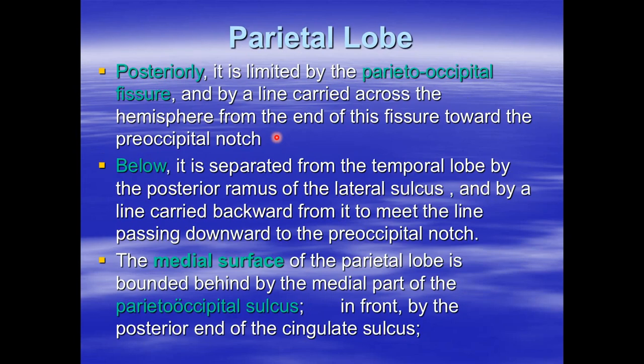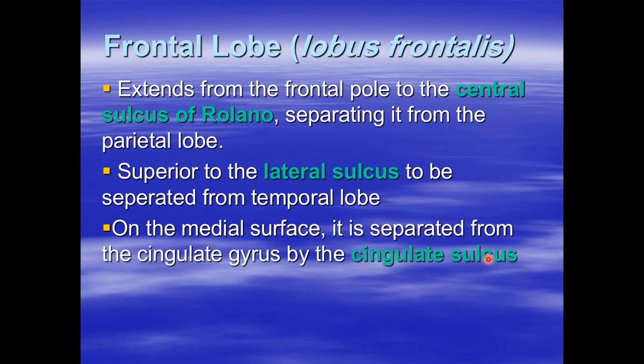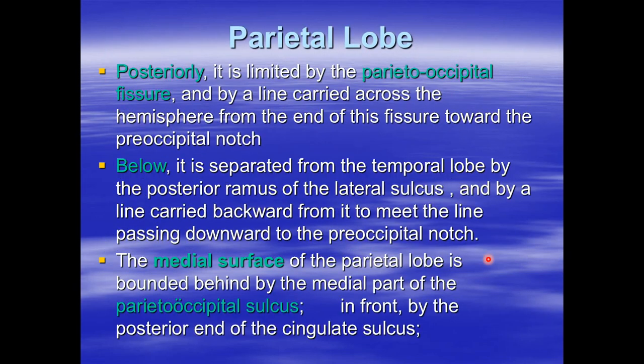What I mean is that this parietal lobe is separated from the occipital lobe posteriorly by the parieto-occipital fissure or sulcus here, and inferiorly by the lateral sulcus, and it's separated from the temporal lobe by a line drawn along the parieto-occipital sulcus inferiorly, so as to separate them from each other. Okay, the medial surface of the parietal lobe is bounded behind by the medial part of the parieto-occipital sulcus and in front by the posterior end of the cingulate sulcus.